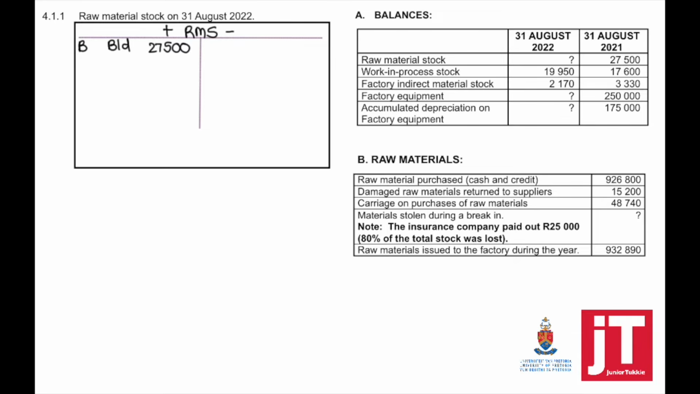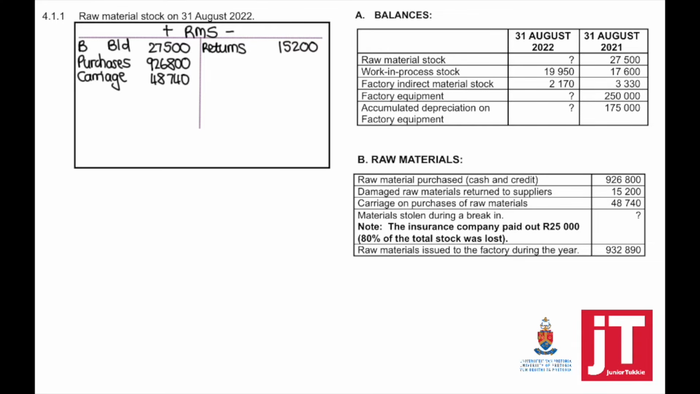27,500. If we're looking at the raw materials, they said raw materials purchased, cash and credit, 926,800. Damaged raw materials returned to the supplier means that we will need to subtract that, 15,200. Carriage on purchases of raw materials was for 48,740. This must be added to our stock, added to our cost.